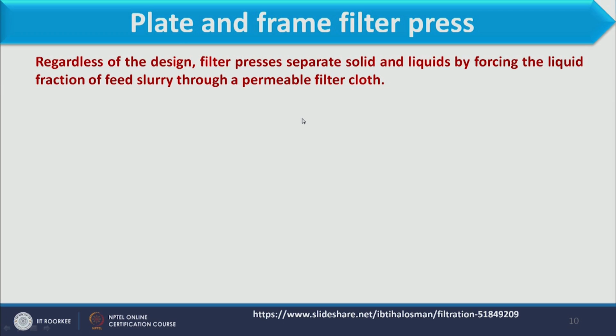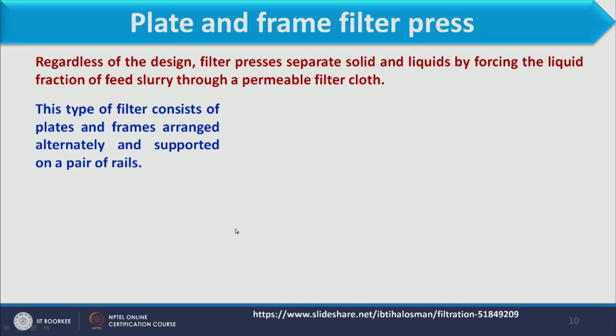The first one is the plate and frame filter press. Regardless of the design, filter presses separate solids and liquids by forcing the liquid fraction of the feed slurry through a permeable filter cloth. Here we use the filter cloth as a filter media, and it blocks the solid on the filter media and lets the filtrate penetrate through the media. So it separates solid and liquid, the purpose for which filtration is known.